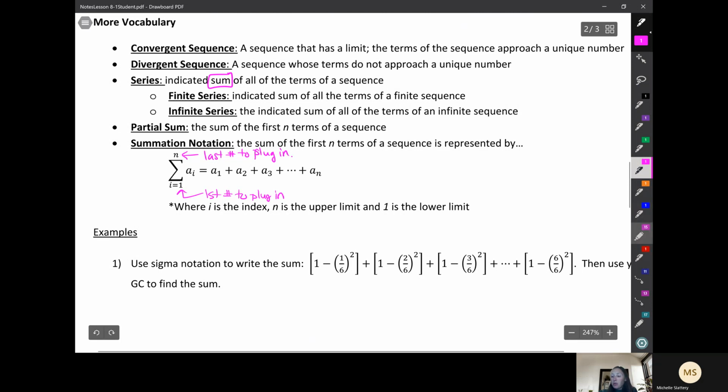Now, you're going to be asked to write explicit formulas. So the formula that you put inside here, when you're writing a summation notation, is always the explicit formula. It is never the recursive formula. Okay? Oh, and this little i value is called the index. So that's the vocabulary word for that. That's the index. And you have the lower limit and you have the upper limit. All right, so that's sigma notation.